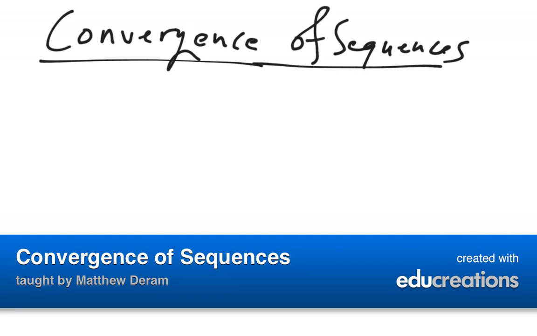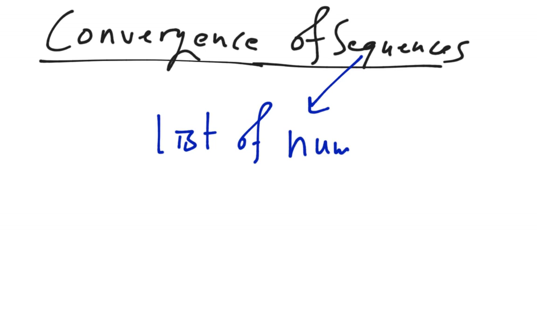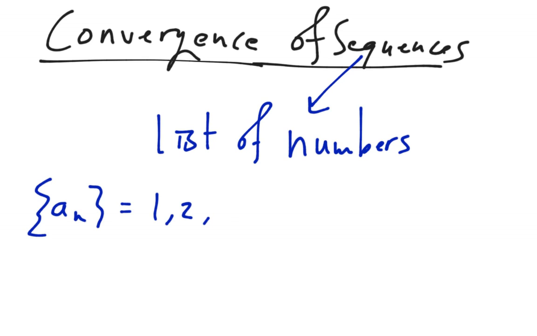In this video we're going to look at something that's pretty simple and straightforward. It's the convergence of sequences. If you remember from previous videos, a sequence is a list of numbers that usually follows a pattern. For example, we could have the sequence a sub n equals 1, 2, 4, 8, 16, etc. And in this case, the pattern is 2 to the n minus 1.